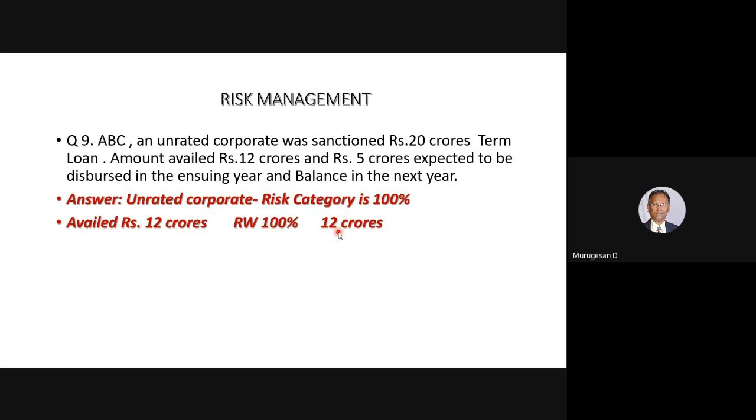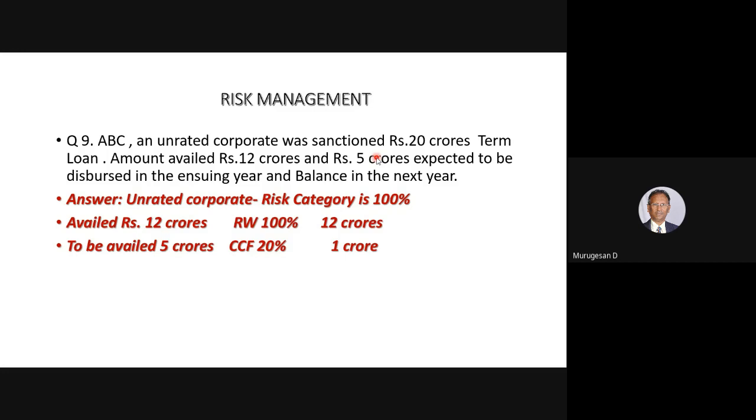100% 12 crore. Now the ensuing year, that is the current year, how much is going to be availed? 5 crore. Current year means... normally ensuing year, sometimes they will use the word current year, this is also correct. Ensuing year means 20% you have to give. Next year means 50%. So 20% of how much? 5 crore, 20% means 1 crore.